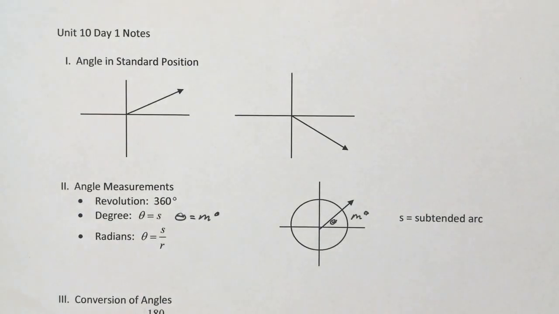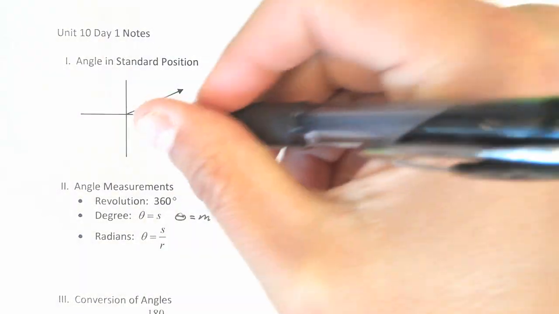This is the beginning of trigonometry. So we're talking about angles and standard positions. We're going to talk about radians today. We're going to talk about degrees.